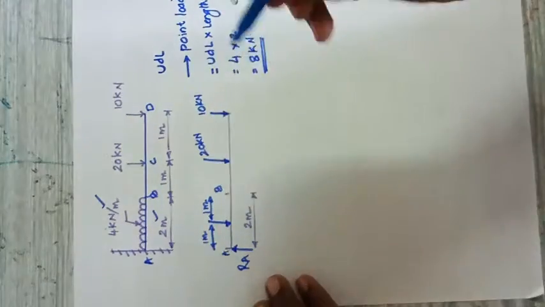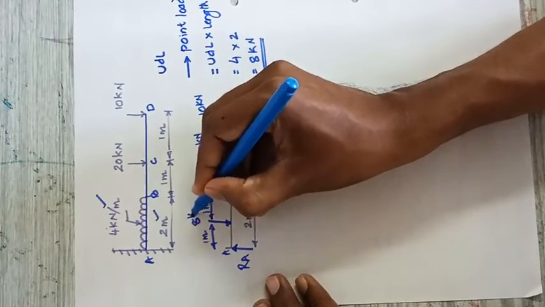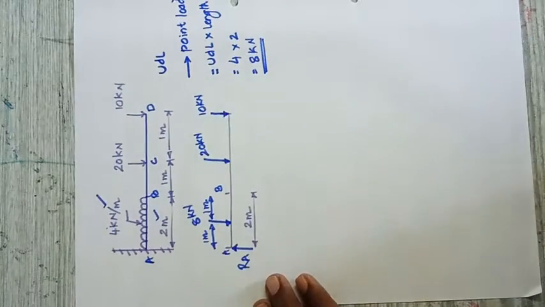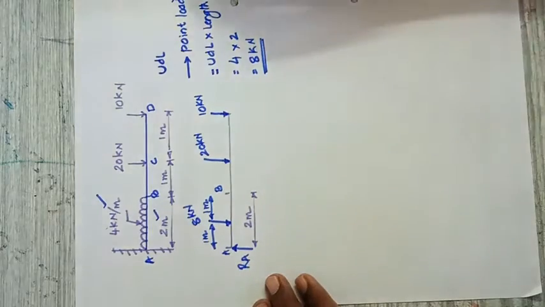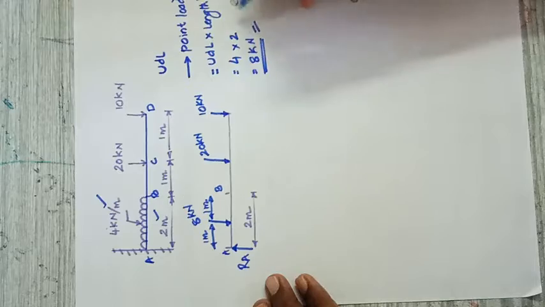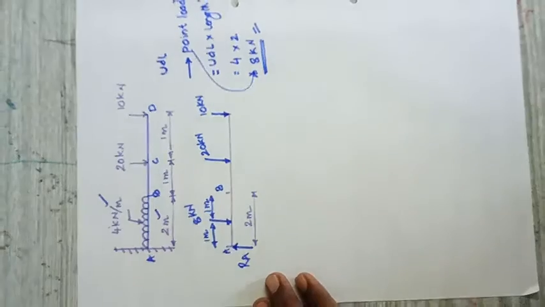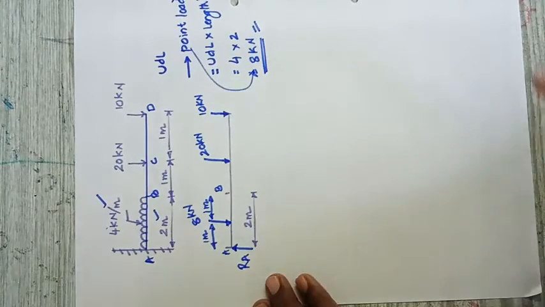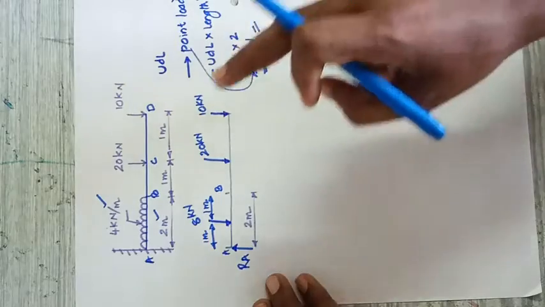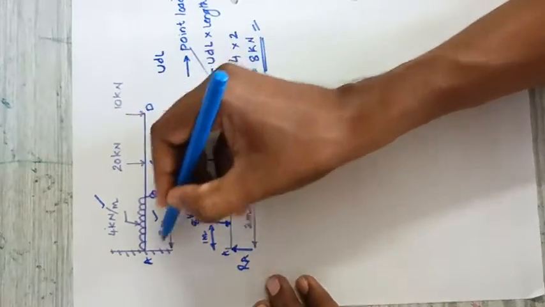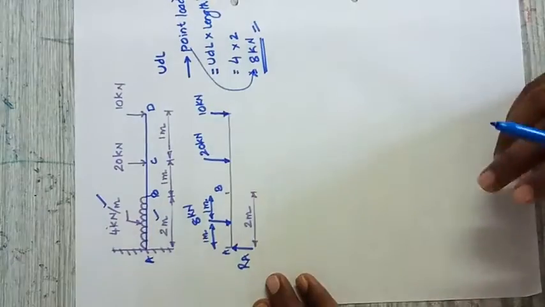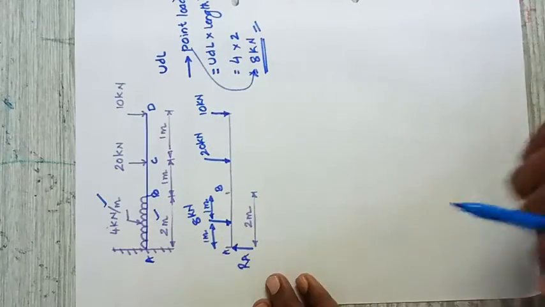And what is the magnitude of this point load? It is 8 kilonewton. So you have to represent the UDL in this way. First, when the UDL is given, the first thing you have to do is convert that UDL into a point load. Multiply the magnitude of the UDL by the length, and you will get the magnitude of this point load. And what is the point of application? This point load will be acting exactly at the middle of the 2 meter, 1 meter this side and 1 meter this side.